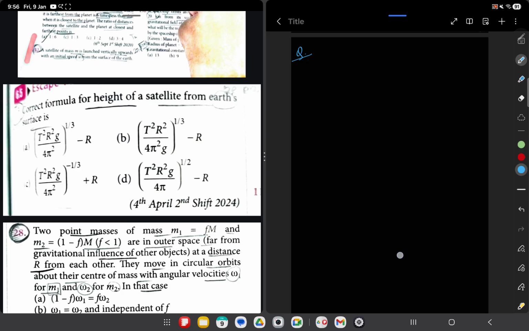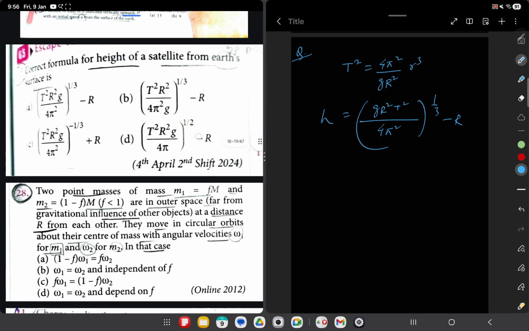Correct formula for height of the satellite from Earth's surface. You well know that T square is proportional to r cube, and T square is equal to 4 pi square by GM into r cube. So you can easily find out GM is equal to g into R square. From there you can easily find out r is (g R square T square by 4 pi square) to the power 1 by 3, and this r is R plus h. So you can find out h is equal to this much. So this is an easy question.